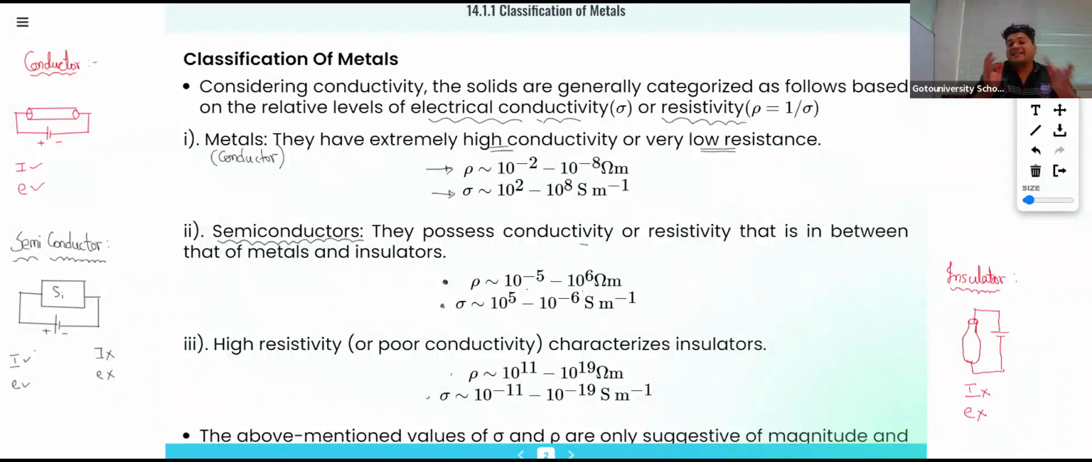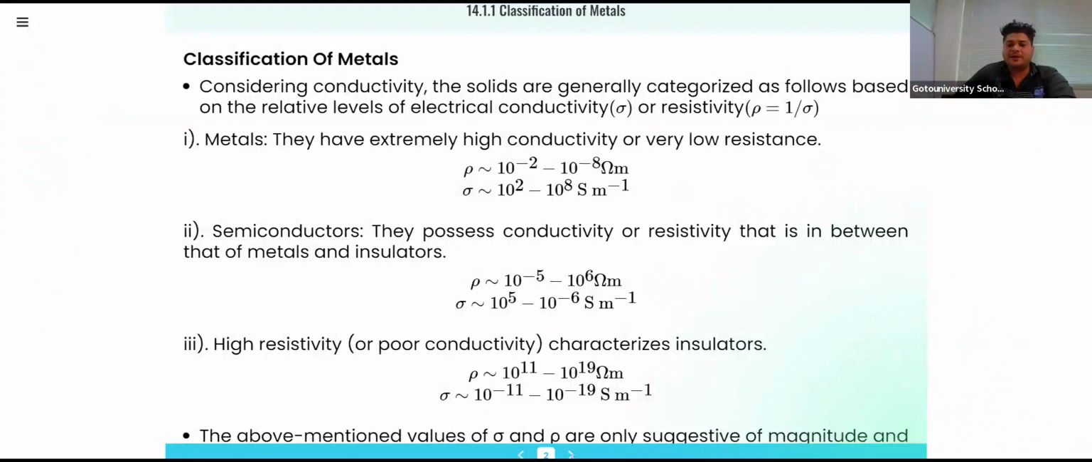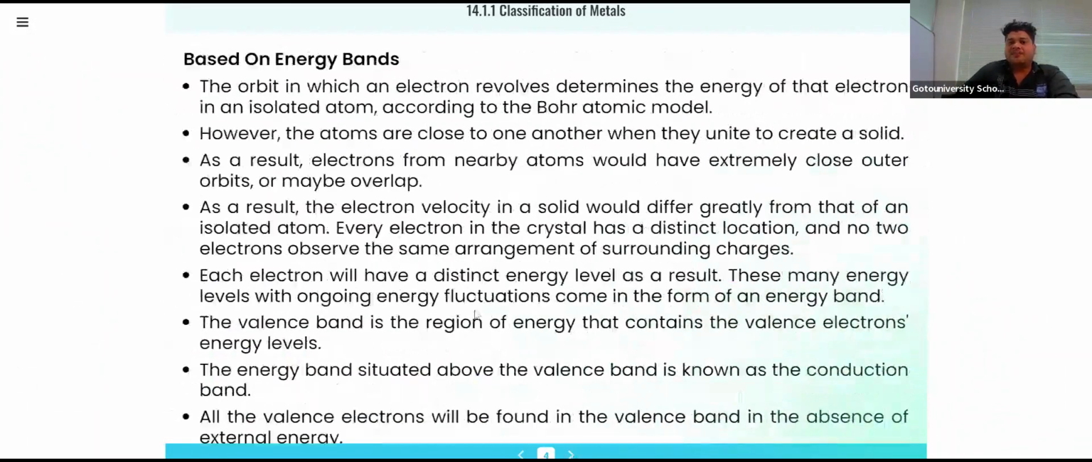Now why are these things acting like this? That means in conductor, why is current flowing? In insulator, why is current not flowing, and why in the case of semiconductor sometimes it is flowing, sometimes it is not flowing? That we are going to study in the next slide, in the energy band theory. It is also known as band theory of solid.